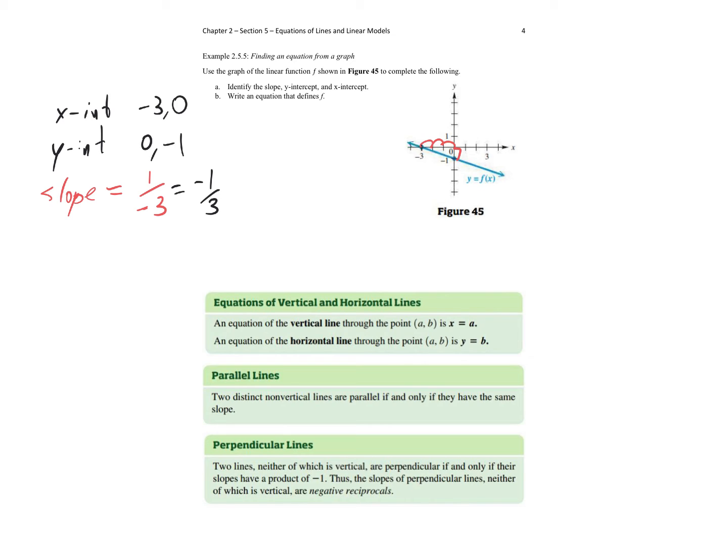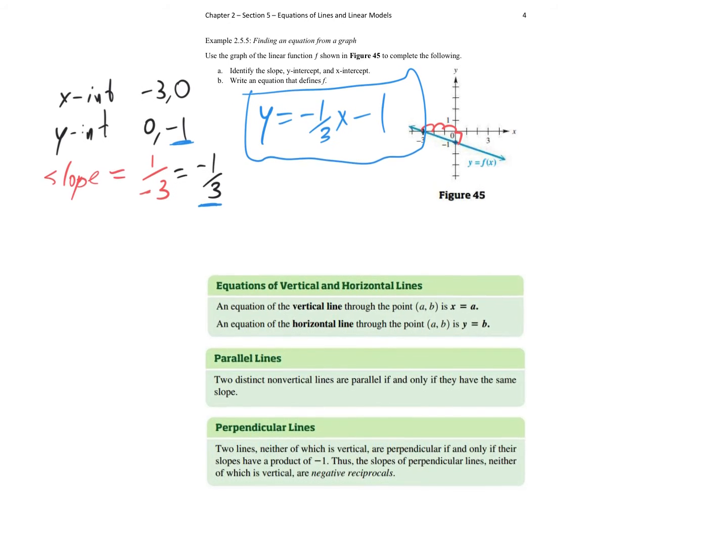And so now we can write the equation of our line using this. Of course, y-intercept and slope makes it very easy for us. y equals -1/3 x minus 1. And there's my equation of the line as well.